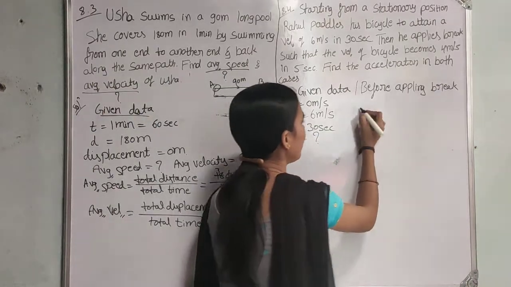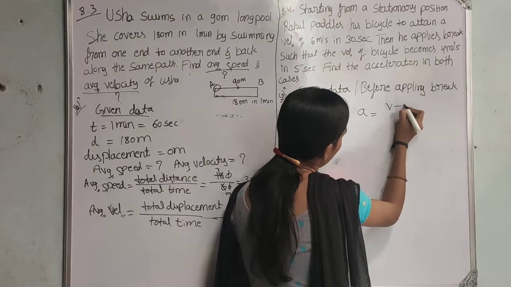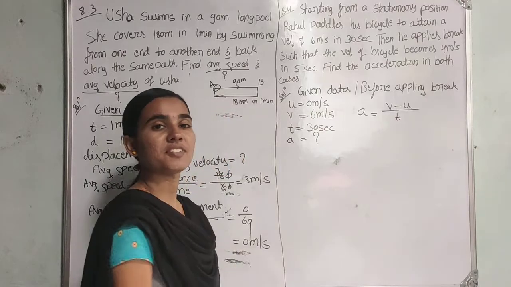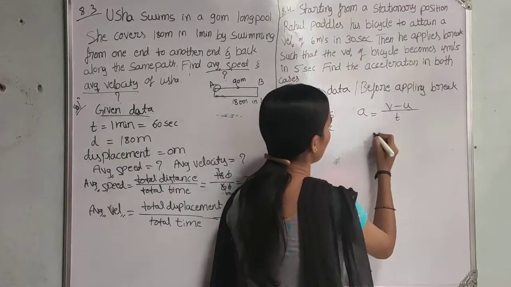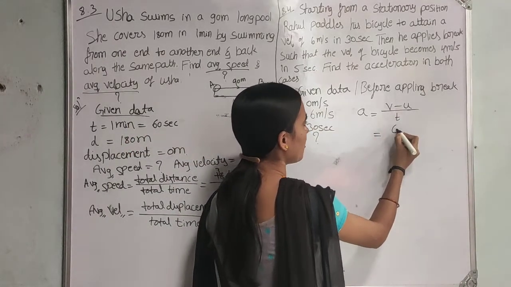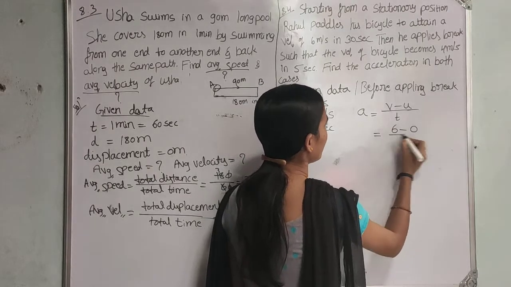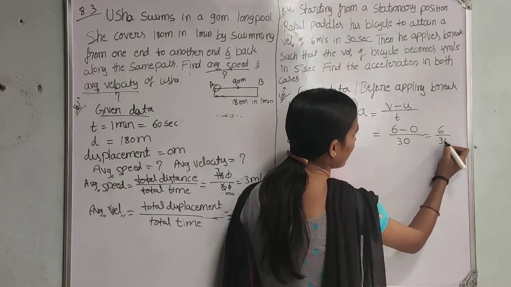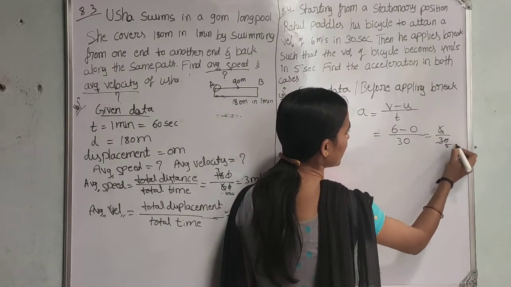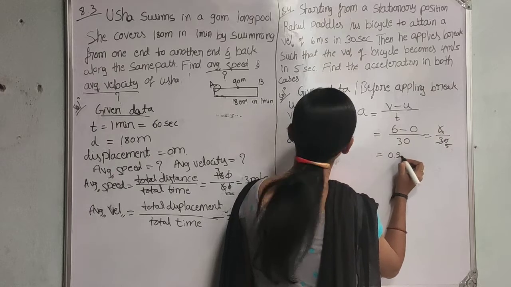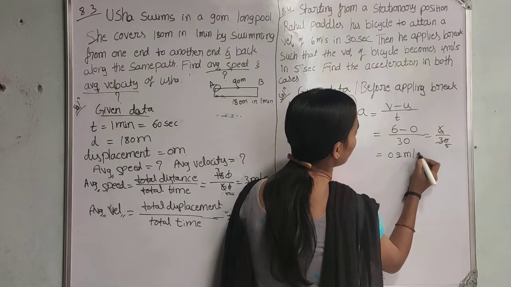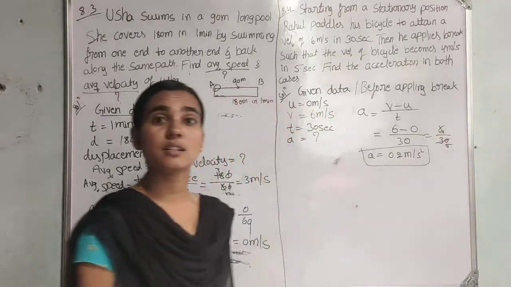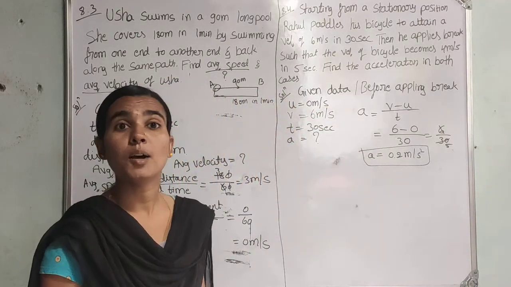So what is the formula of acceleration? a is equal to v minus u by t. That is final velocity minus initial velocity divided by time taken. So what is the final velocity? 6 meter per second. Initial velocity 0. Time is 30 seconds. 6 minus 0, 6 divided by 30. 6 ones are 6, 6 fives are 30. That is 0.2 meter per second square. This is the acceleration of a bicycle before applying the brake.